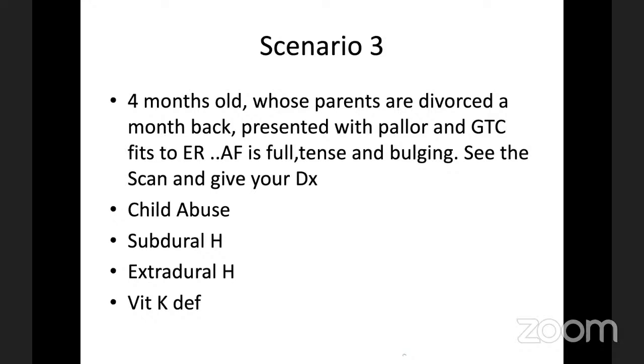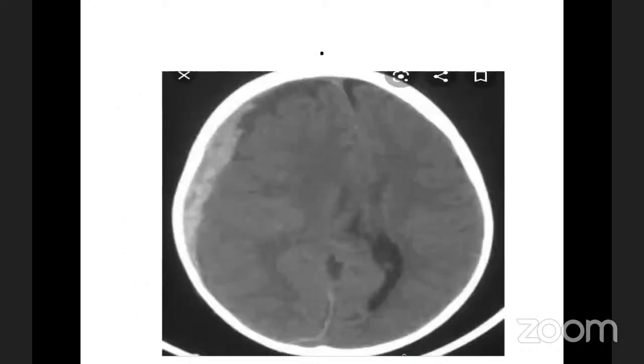Yeah, it's about a 4 months old baby boy, whose parents divorced a month back. These words are really important: whose parents divorced a month back. Presented with focal and generalized tonic-clonic fits in the ER. On examination, his anterior fontanelle is full, bulging and tense. You can see the scan which is given, and you can give your diagnosis regarding this. So this is the scan.